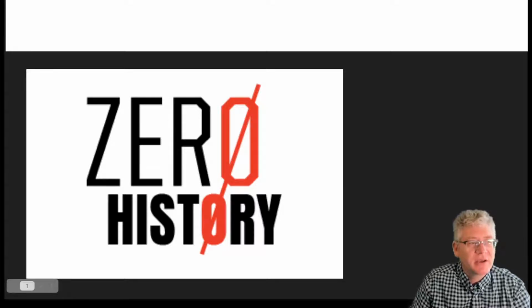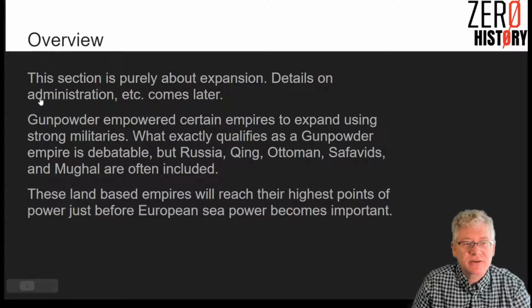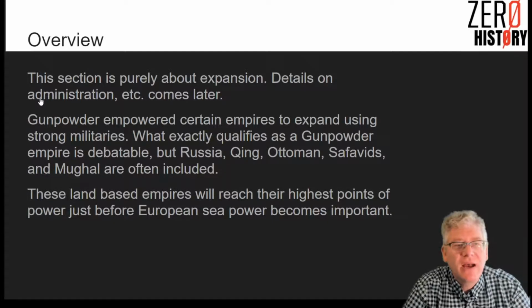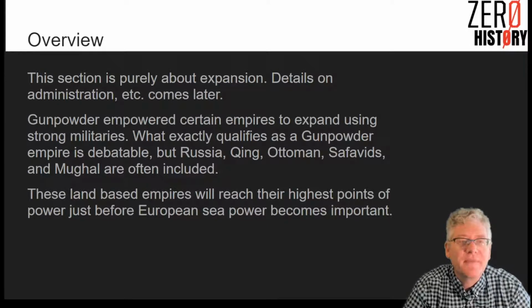All right. So first off, again, this is Unit 3.1, Expansion of Empires. This section is purely about expansion. Details on administration are going to come a little bit later.